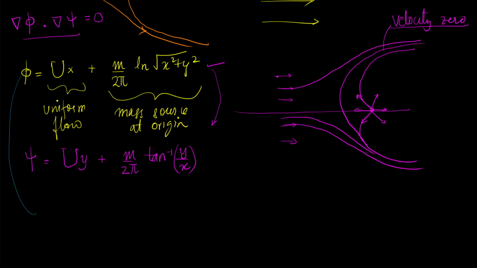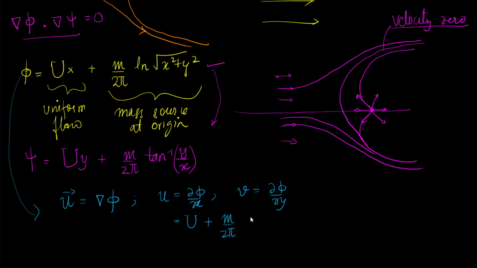So the velocity components can be simply found. The velocity vector will be simply the gradient of phi, that is u will be del phi del x and v will be del phi del y. So in this case u becomes capital U plus m upon 2 pi times x upon x square plus y square. I've simply taken a derivative of this expression with respect to x, and v will be equal to m upon 2 pi y upon x square plus y square.